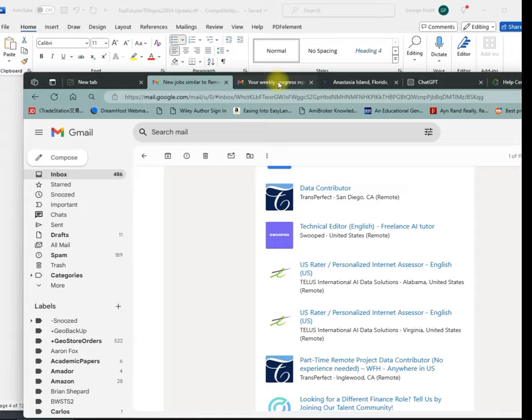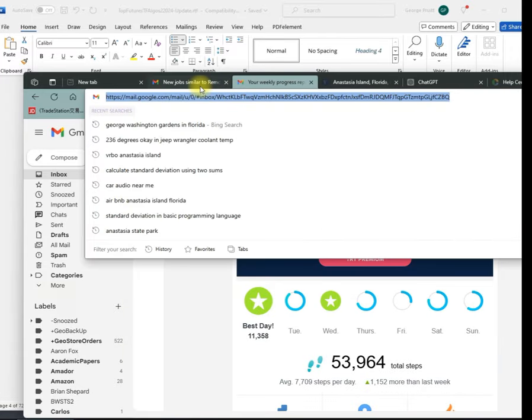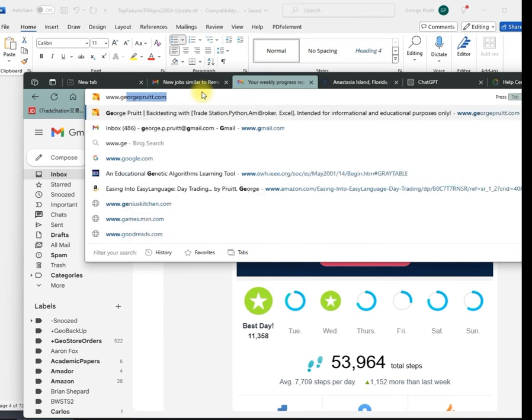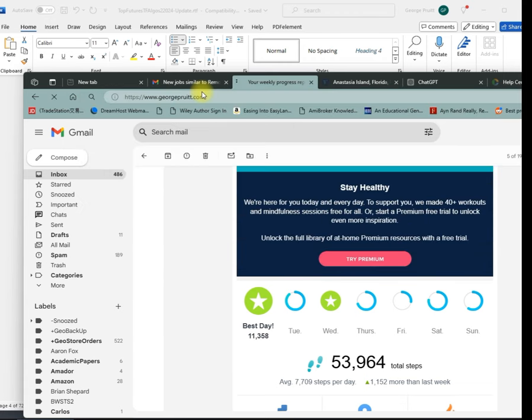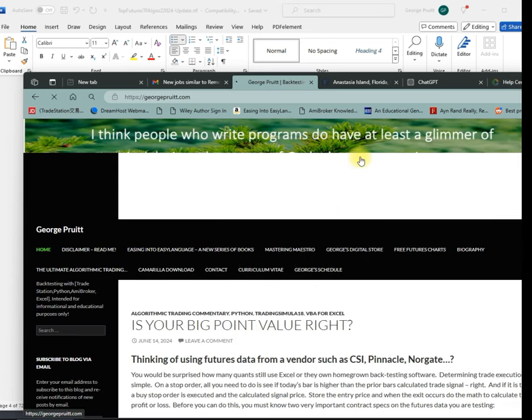And like I said, you just can go to... Stay healthy. That's my Fitbit.